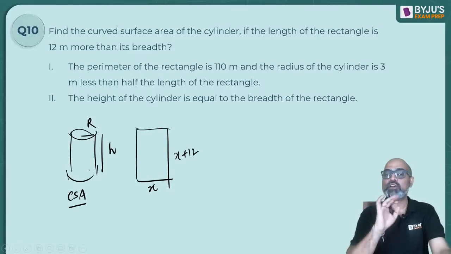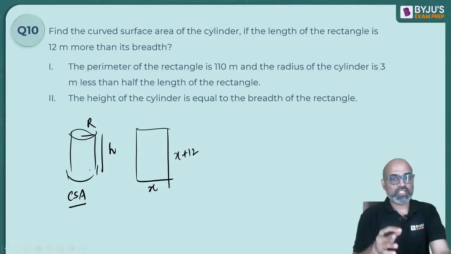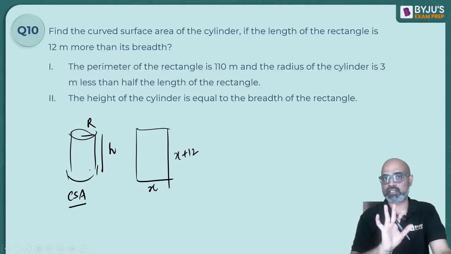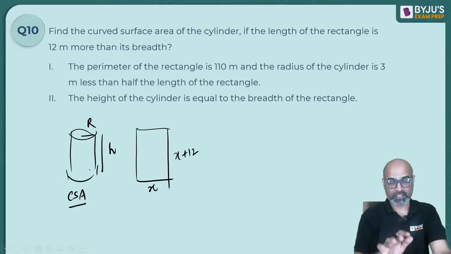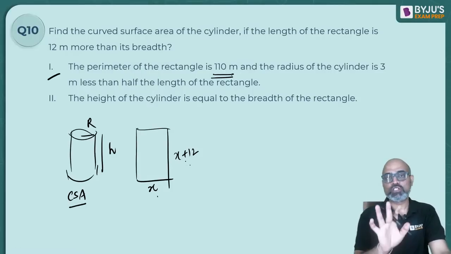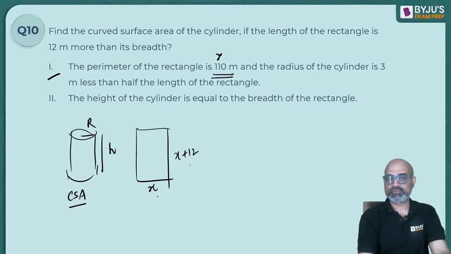क्या होने वाला है मेरे को नहीं पता. Somehow or the other, I will have to figure out how radius is related and how height is related to this rectangle, right? Let's read the first statement. Perimeter of the rectangle is 110 meters. The moment I get 110, I will know the value of x. पता चल जाएगा. And radius of the cylinder is 3 meters less than half the length of the rectangle.